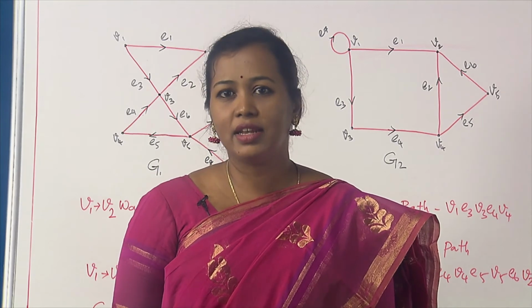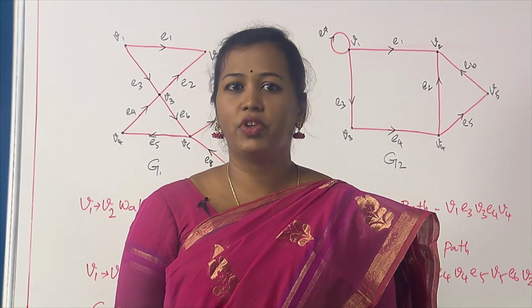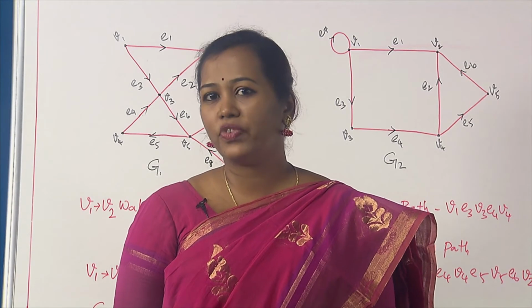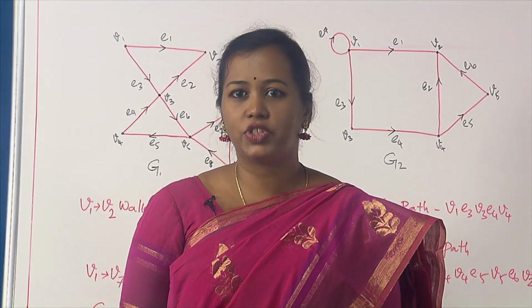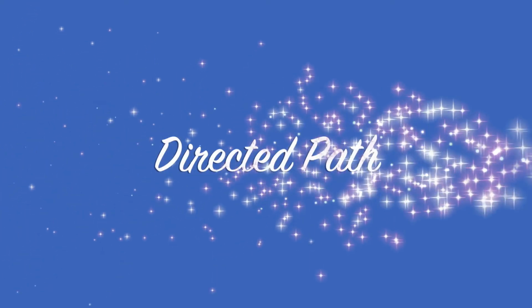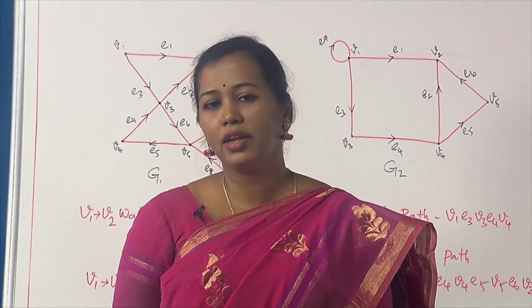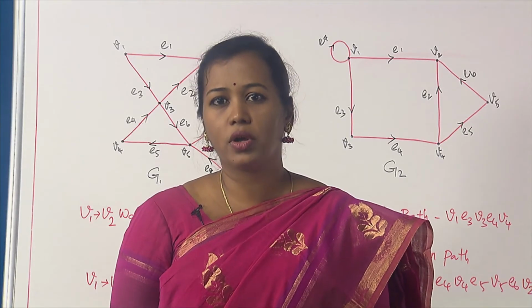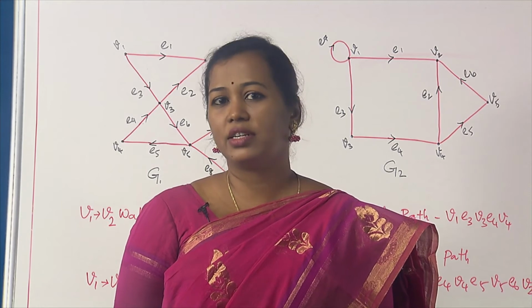A directed walk in a directed graph is a sequence of vertices V0, V1, and so on up to Vk, and the edges V0V1, V1V2, and so on up to Vk minus 1 Vk, such that Vi minus 1 to Vi is an edge of G for all i, where 1 less than or equal to i less than or equal to k. A directed path in a directed graph is a walk where all the vertices in the walk are different. A directed closed walk in a directed graph is a walk where V0 is equal to Vk. A directed cycle in a directed graph D is a closed walk in which no vertices except the initial and the final vertices are repeated.